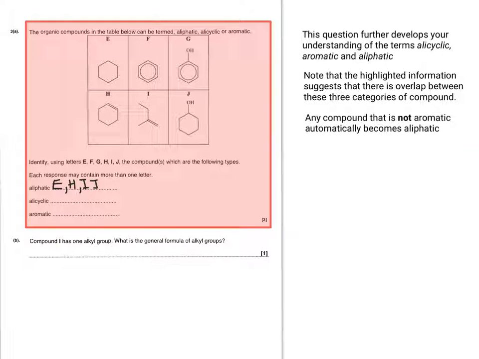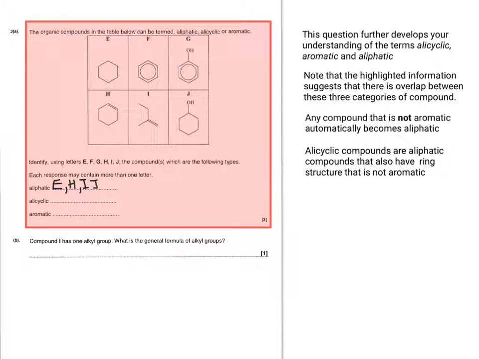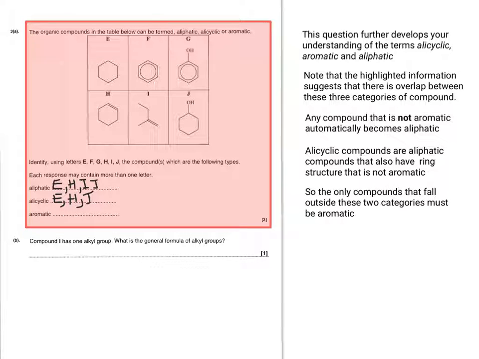Any compound that doesn't have an aromatic ring in it automatically becomes aliphatic by default. Within aliphatic compounds you've also got alicyclic. If we bear in mind that alicyclic compounds are aliphatic compounds that also have a ring structure within them that isn't aromatic, that gives us E, H and J. Using that logic, there are only 2 compounds we haven't talked about yet, and they must fall outside these 2 categories, so they must be aromatic. That now gives us our classifications.